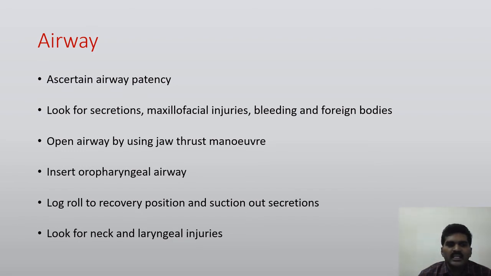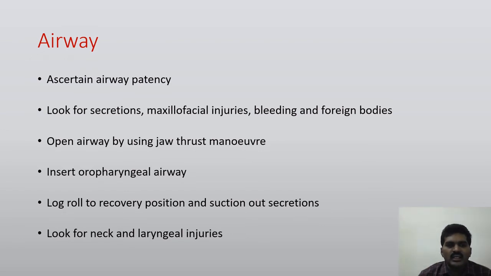What are the things that can block an airway? Secretions, maxillofacial trauma, bleeding, foreign bodies, and the tongue falling back if the patient is comatose are the things that can block the airway. For a trauma patient, you will be opening the airway using a jaw thrust maneuver initially.